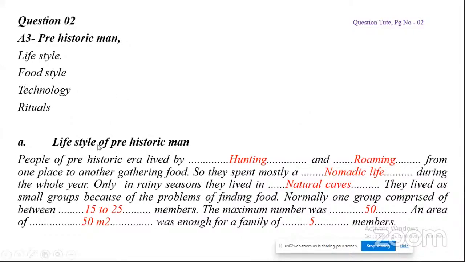So this is the lifestyle. So even you can use this one as a communal life. So what do you mean by communal life? How they were living as a group. The second heading will be food style. But related to lifestyle, something you have to add. That is the burials. Even burials you add into this one.